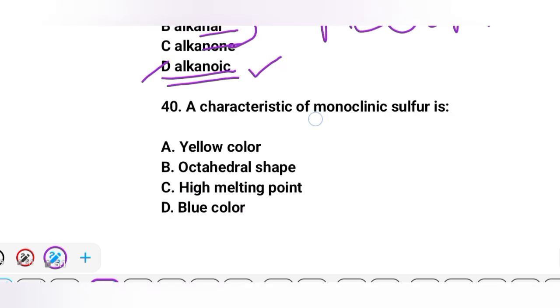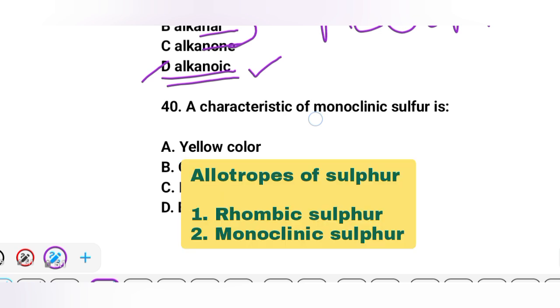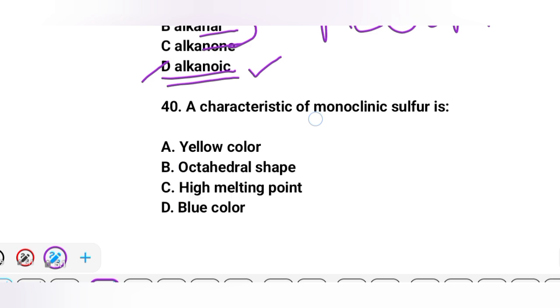Next one: a characteristic of monoclinic sulfur is dash. Monoclinic sulfur is one of the allotropes of sulfur. So you have rhombic sulfur and monoclinic sulfur. Rhombic sulfur is more crystalline, more structured, and it has a very high melting point. But monoclinic sulfur does not have a unique shape. It is jagged somehow.